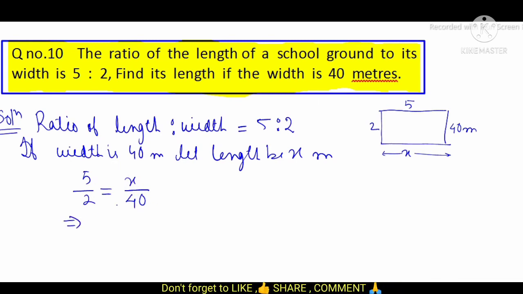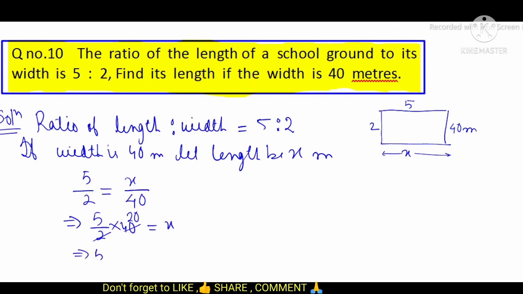Now we will cross multiply it. So 5 by 2 into 40 is equal to x. So we can cancel out 2 20 times. So 5 into 40 is equal to x. So our x value comes 100. So this is our final answer.